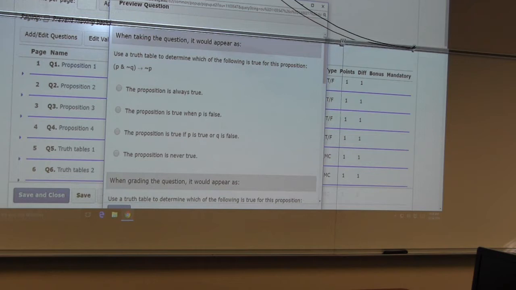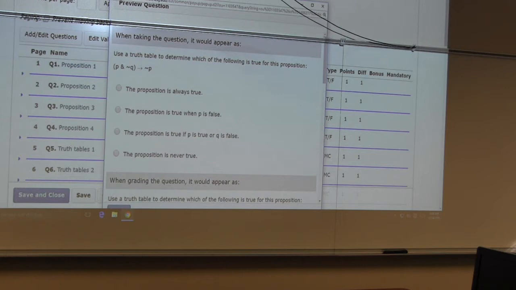Okay. How many rows am I going to have? Four. And why are we going to have four? We have two basic variables, don't we, P and Q? And so 2 raised to the second power is 4, so we're going to need 4. So if we take P and Q and set them up first, we could have true, true, false, false, true, false, true, false. So that sets up the two basics, right? Now not P is the opposite of P, so that's false, false, true, true. And not Q is the opposite of Q, so that's false, true, false, true.